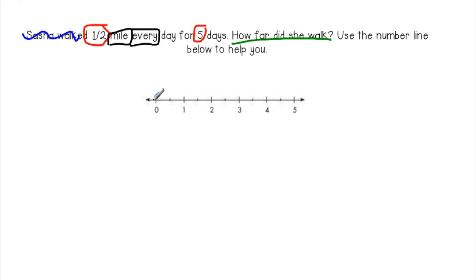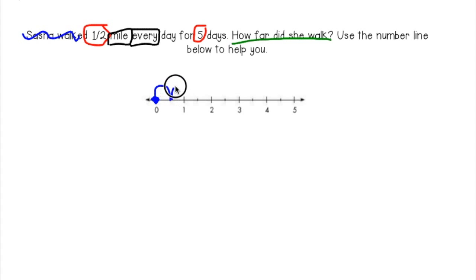Okay, so if you were to use the number line to model multiplying a fraction by a whole number, I wouldn't even write an equation. I would just start at 0. I would start at your starting point on the number line, which is at 0. So this is where Sasha started, and on day 1, she walked 1/2 of a mile. So I move 1/2 of a step.